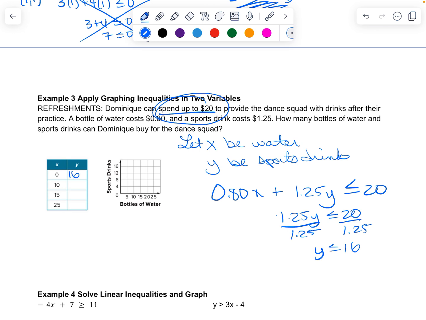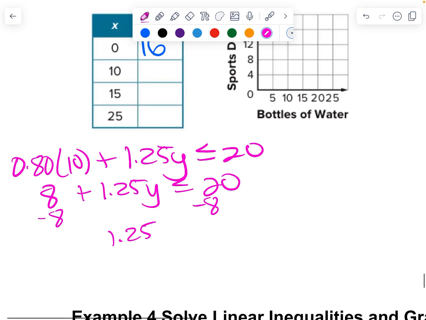Okay, so if I was to plug in 10, so that's going to be 0.8 times 10 plus 1.25y. Does anybody see now why we solve for y? Because otherwise, we're going to be solving over and over. So I subtract 8. Here. There we go. So that's going to be 12. Divide that by 1.25.